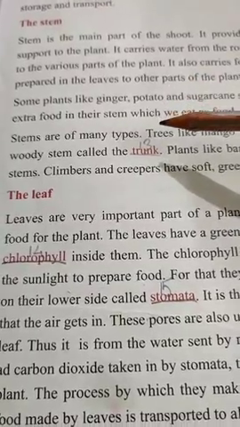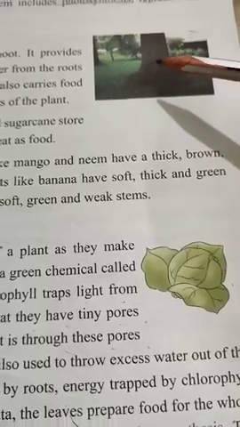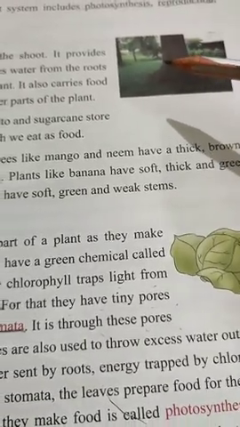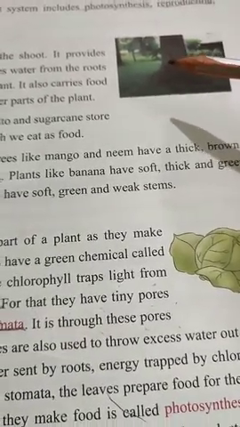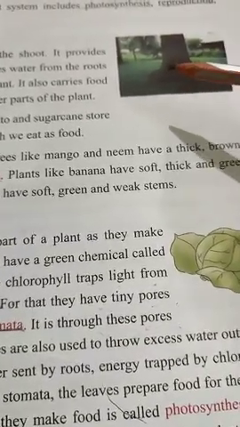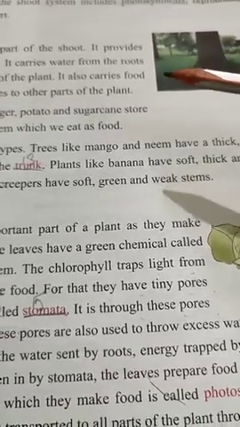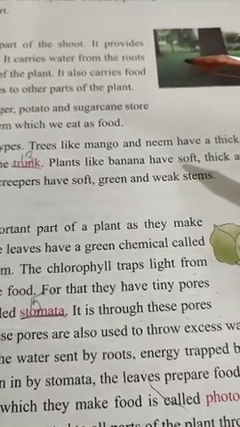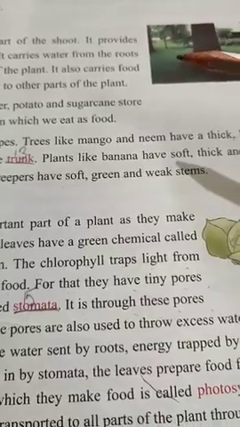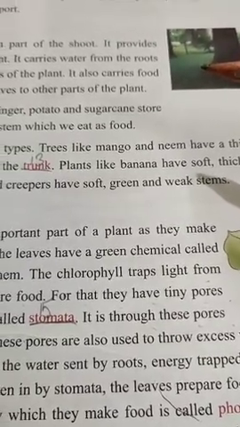In case of trees, dear student, the stem is thick and woody. In case of shrubs, it is thin but woody. In case of herbs, the stem is soft and green. Climbers and creepers also, dear student, have soft green stems. Okay.